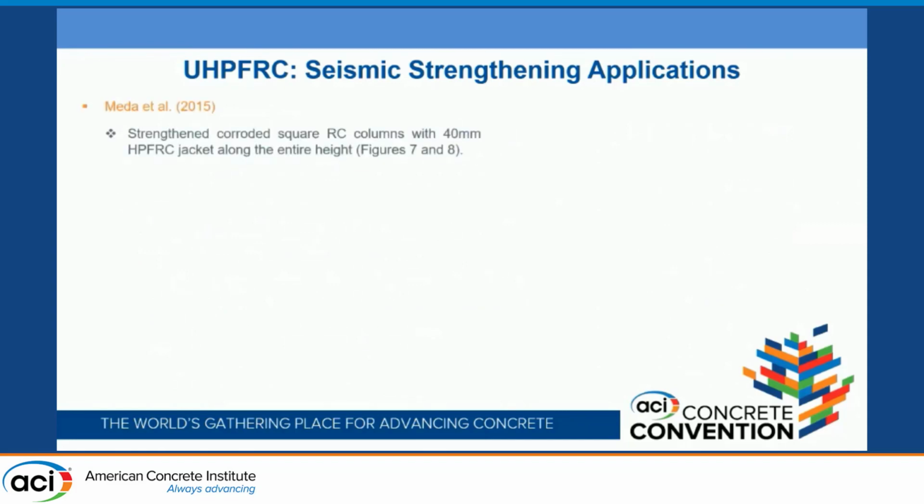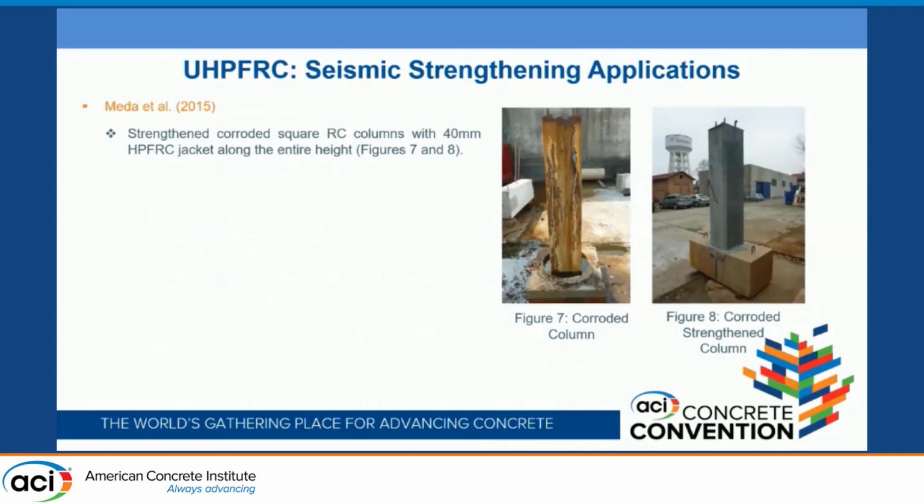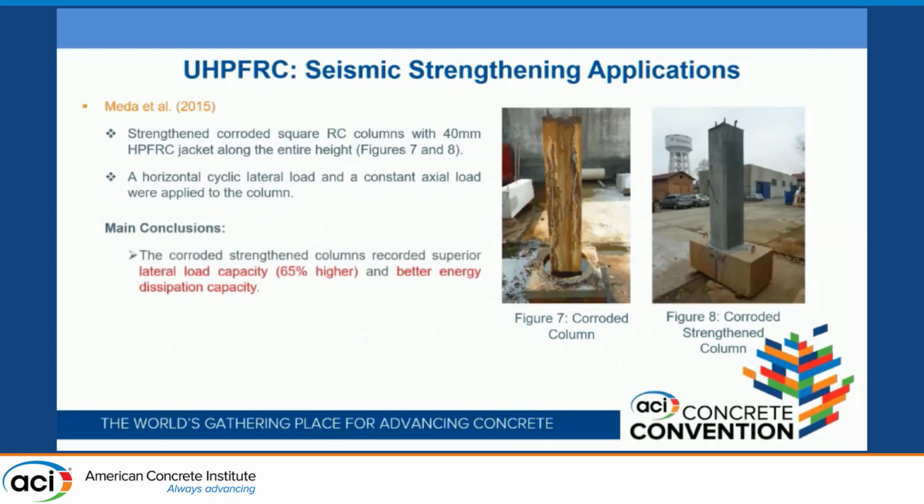In Meda in 2015, he strengthened a corroded column with a 40 millimeter jacket along the entire column height. Then he applied a lateral cyclic loading and a constant axial load. He reported that the corroded strengthened column was able to exhibit a superior seismic performance in terms of lateral load capacity, which increased 65% more than the unstrengthened uncorroded column, and a better energy dissipation capacity.